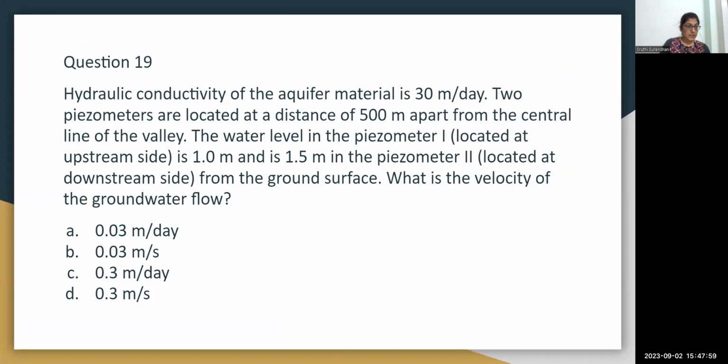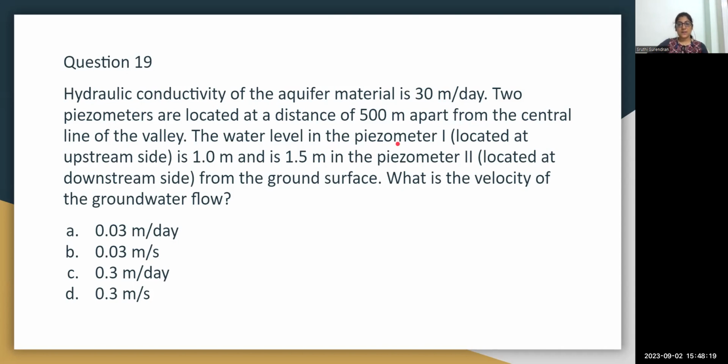Now this is a numerical. Here the hydraulic conductivity of a material is given. The K value is given as 30 meter per day. There are two piezometers located. Piezometers are nothing but giving us a pressure of the water at different points. So two piezometers are located at a distance of 500 meter apart from the central line of the valley.